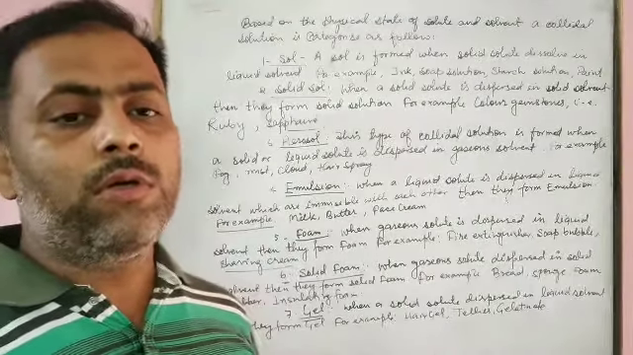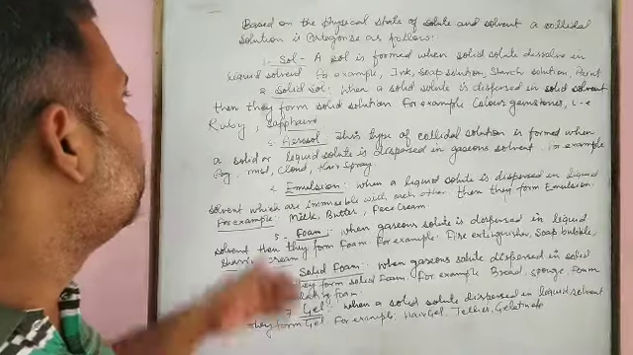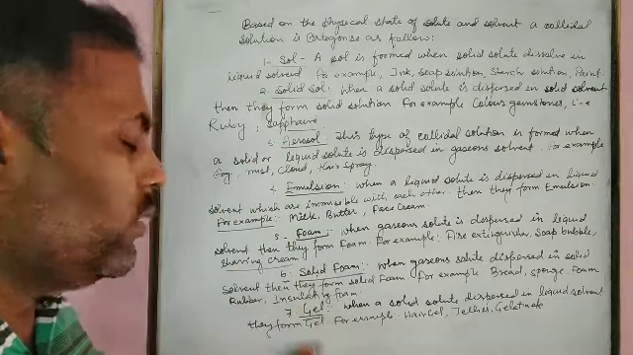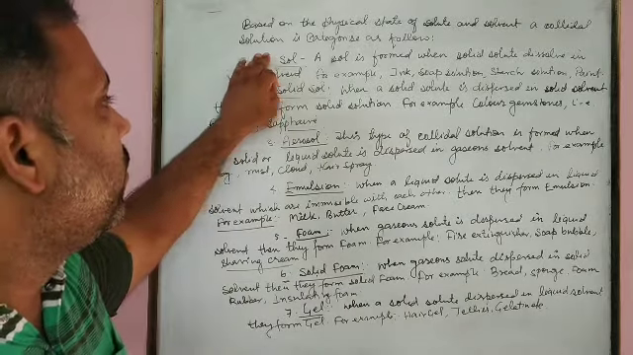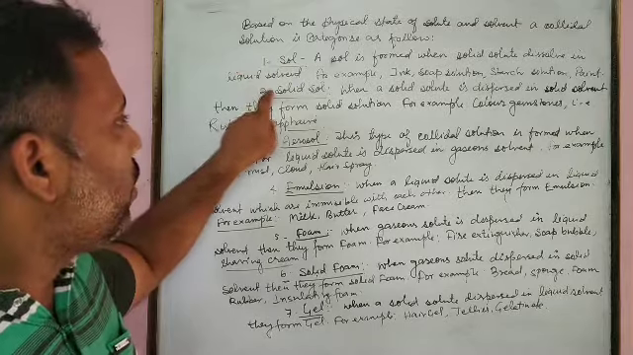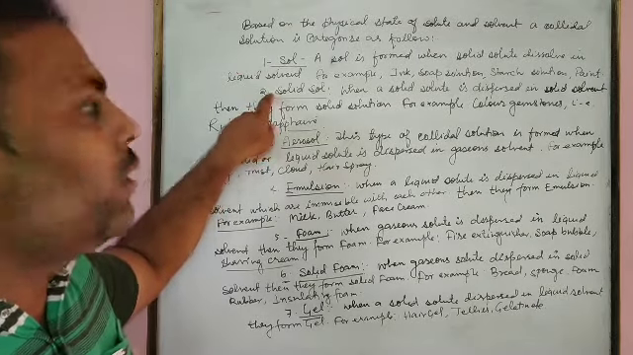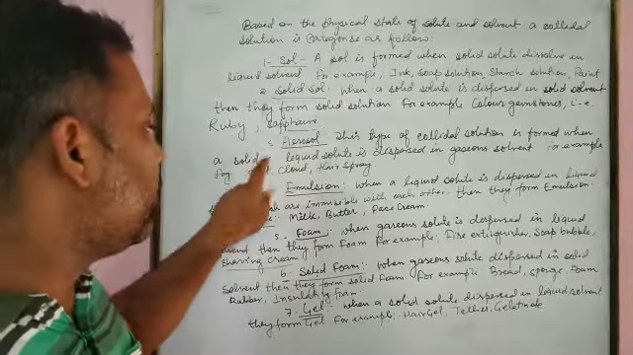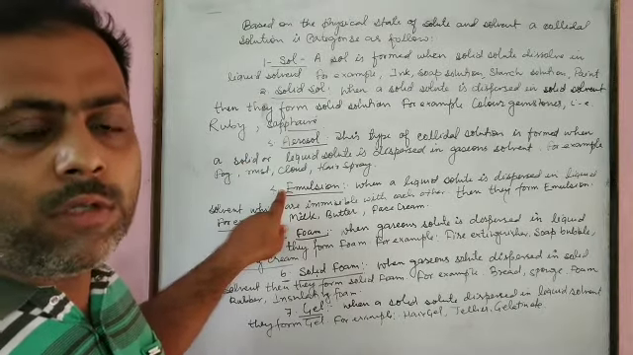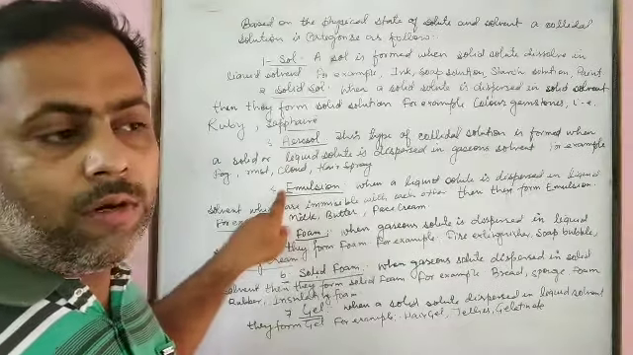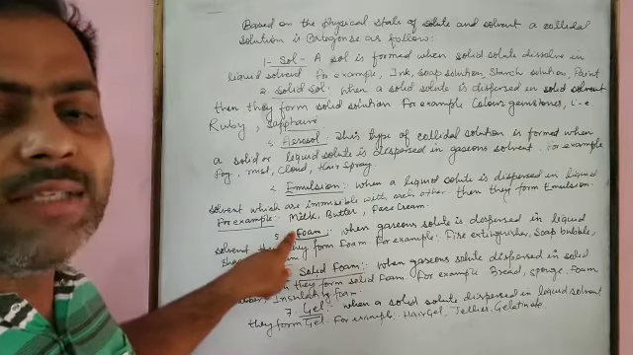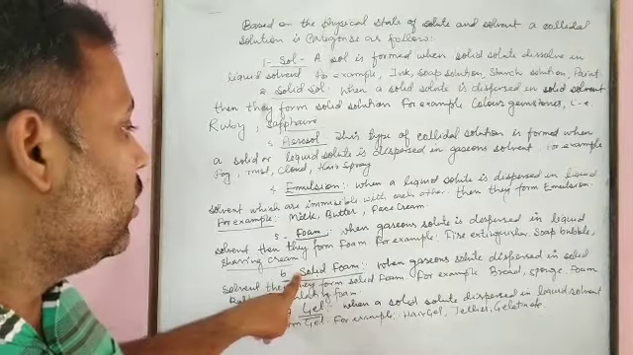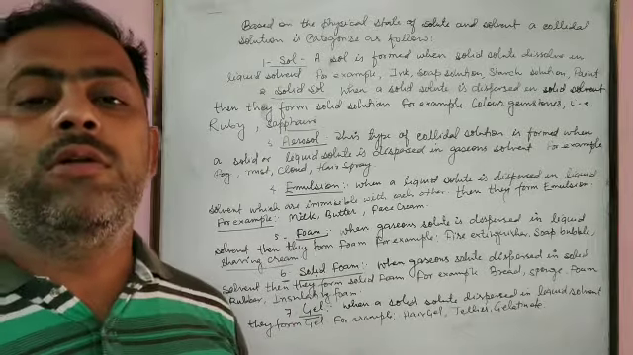Here, based on the physical state of the solute and the solvent, a colloidal solution is categorized into solid sol, aerosols, emulsion, foam, solid foam and gel. A solid sol is formed when a solid solute is dispersed in solid solvent. Aerosols are formed when solid or liquid solute is dispersed in gaseous solvent. Emulsion is formed when we have two immiscible liquids. It means when a liquid is dispersed in a liquid, but they are immiscible. Foam is formed when gas is dispersed in liquid. Solid foam is formed when a gaseous solute is dispersed in solid. And gel is formed when a solid solute is dispersed in liquid.